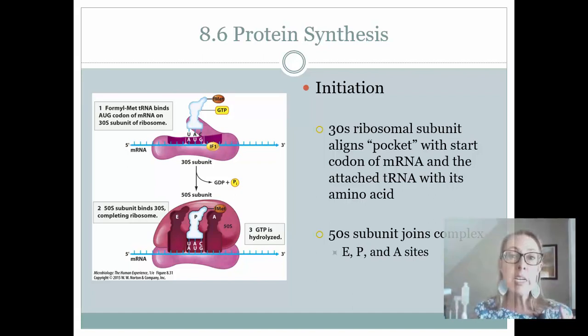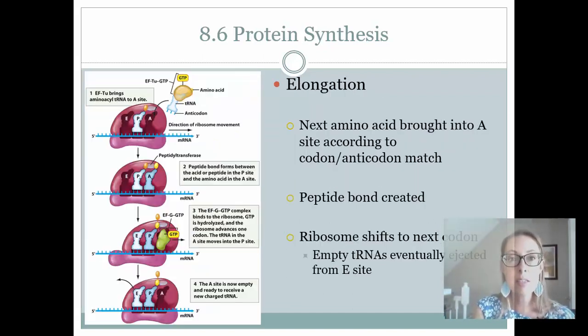So initiation is all about getting everything set up and aligned so that we are reading the mRNA sequence in the correct codon pattern. AUG sets the reading frame.